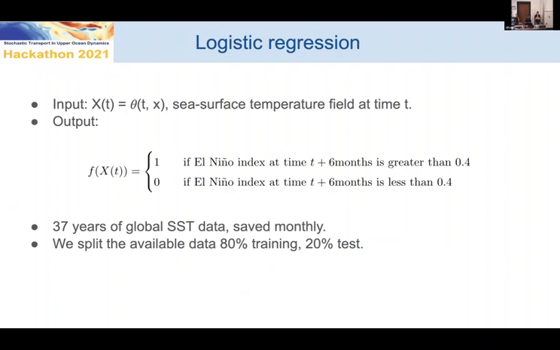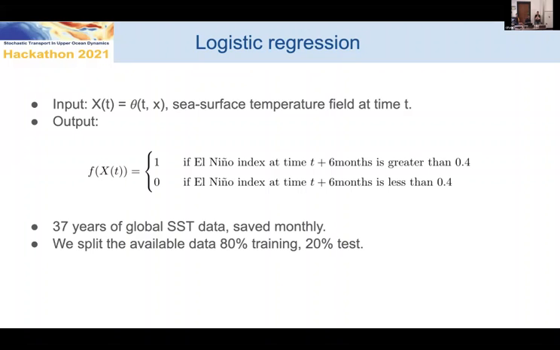Okay, so as Lois said, the idea was that we want to take this data and use some sort of machine learning technique to predict. So from the data at time t, we want to predict the El Nino index at time t plus 6 months, so 6 months in the future. And because the three of us at the beginning of this challenge were fairly new to machine learning, we started off with the most basic machine learning technique, which would be logistic regression.